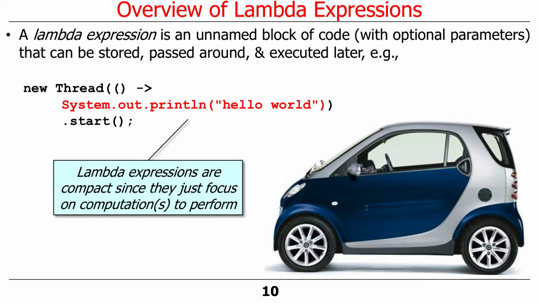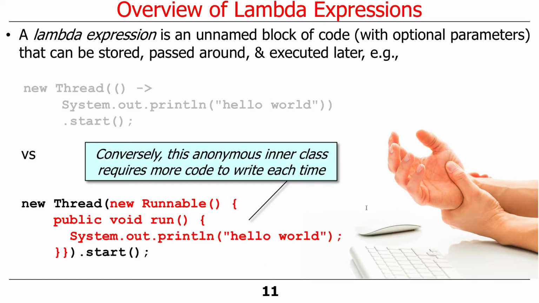Why are lambda expressions a win? Lambda expressions are a win since they're very compact or concise. And the reason that they're very concise is they only focus on the computation or computations to perform, and they leave off all the other extraneous syntax that otherwise is visually distracting and causes carpal tunnel syndrome.